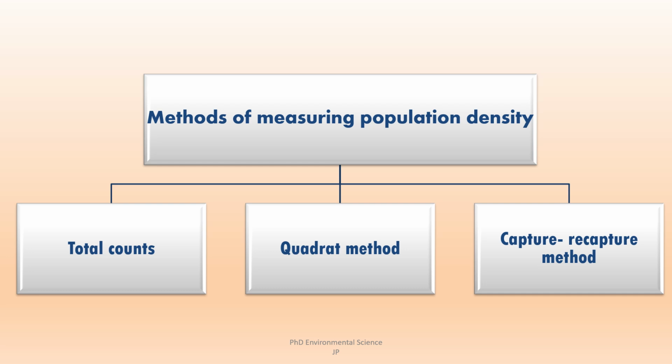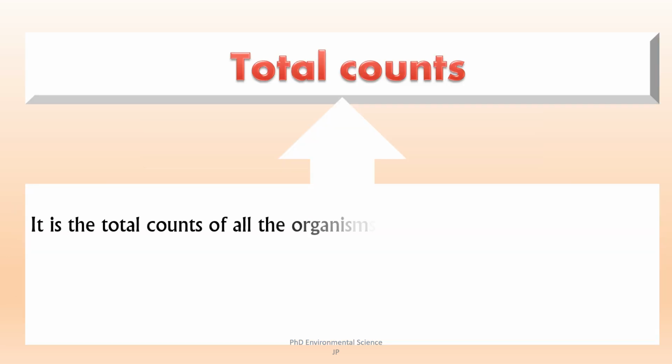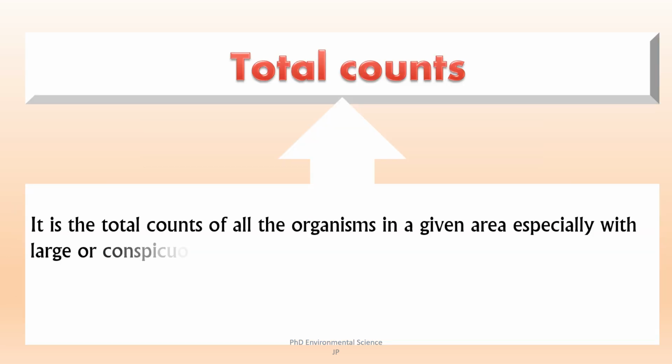Methods of measuring population density: total counts, quadrat method, capture method. The total counts method is the total count of all the organisms in a given area, especially with large or conspicuous organisms. For example, conducting a census of the human population or whales in an area of sea.